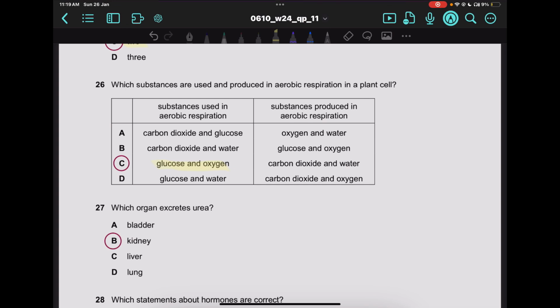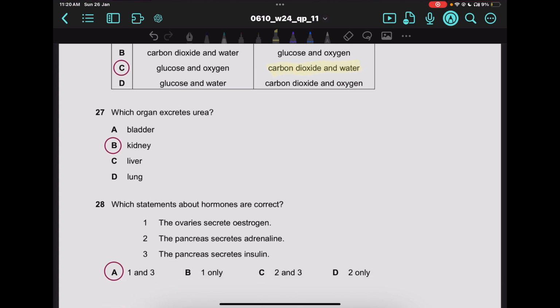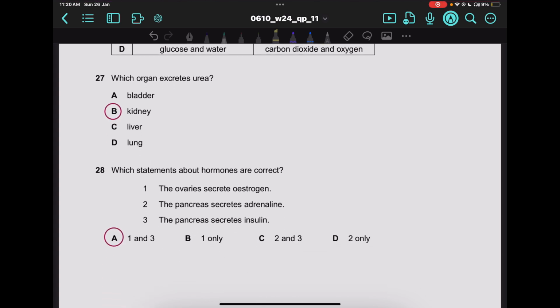26. Which substances are used and produced in aerobic respiration in a plant cell? The substances used in aerobic respiration, which uses up oxygen, are of course glucose and oxygen, and the substances produced are carbon dioxide and water. So the answer is going to be C. Which organ excretes urea? This is actually the kidney over here. So the answer is going to be B.